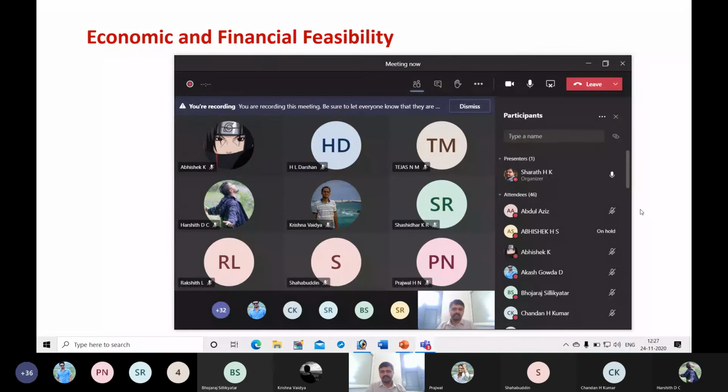What is the difference between economic feasibility and financial feasibility? First, what do you mean by economic feasibility? What do you mean by economic feasibility? Krishna Vaidya says: is it worth doing?